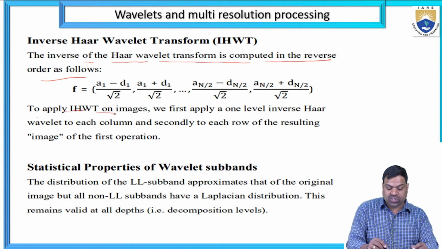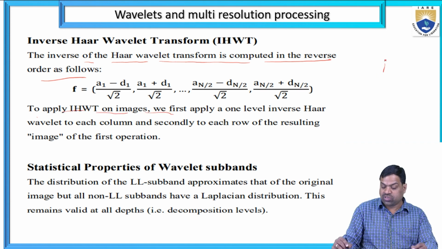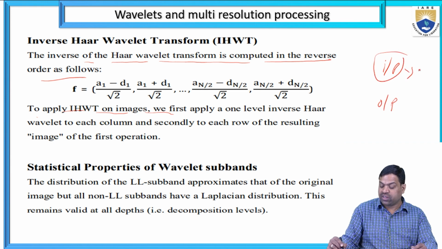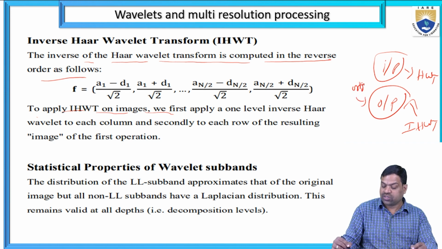To apply the inverse wavelet transform to the image, suppose input is there and output is there. For the input I have applied the Haar wavelet transform. For the output I have to apply the inverse Haar wavelet transform. Then when I am applying the inverse, only then will I get the original image.